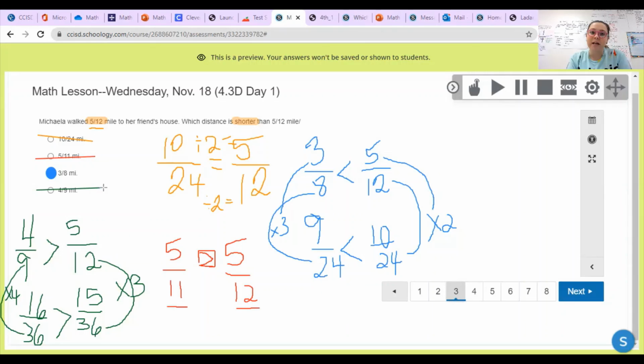So there you have it. That is how we find equivalent fractions using common denominators.